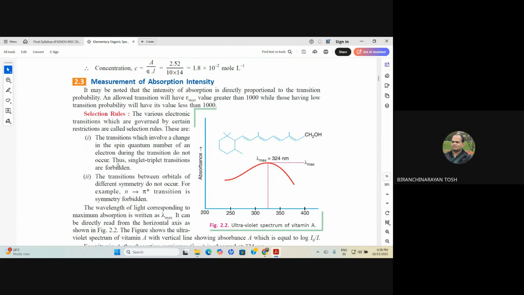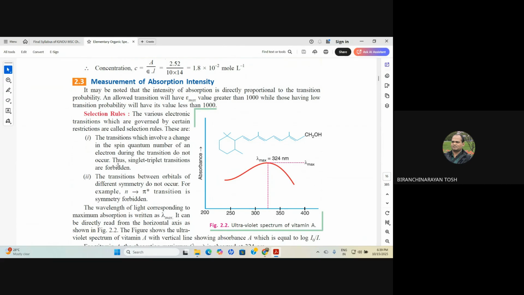And if both have the same spin, that means half plus half, so S will be 1. So 2 into 1 equals 2, plus 1 equals 3. So it is triplet state. That is the formula 2S plus 1, where S is the spin quantum number.